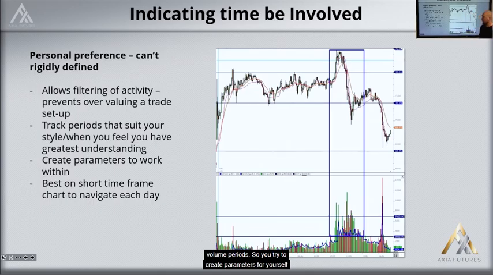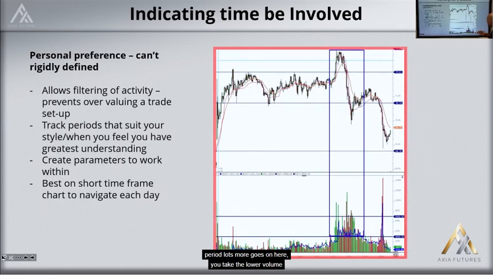So you're trying to create parameters for yourself to work in, and also do this on a short time frame. If you take this onto a longer time frame, as I'll show you when we look at volatility and volume, what you end up with is a situation where you kind of do nothing for perhaps a month or so, waiting for volume to increase to a level that you want on a daily or an hourly basis. And in that scenario, you're limiting your options. So really what you're trying to do is define within the day where those greatest opportunities are, where you want to be trading. Take for example here, much higher volume period, lots more goes on here. You take the lower volume periods, much less.